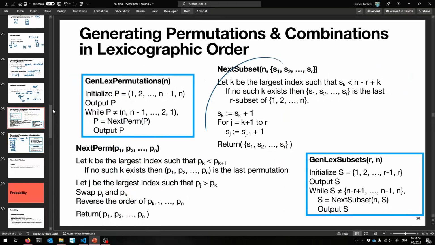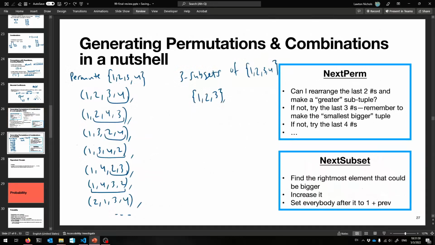We do some fancy stuff. What's the next subset given what I have? Okay, so what next subset is doing is this. Find the rightmost element of your previous subset that could be bigger. You can choose from 1, 2, 3, and 4, right? So start here. Could this number be bigger? The answer is yes. If so, increase it. And then set everybody after it to 1 plus the element that came before it. There is nothing after the 3, so we're good here. We can just make 1, 2, 4. That's the next in order subset.